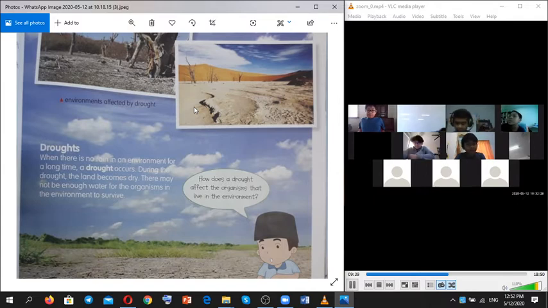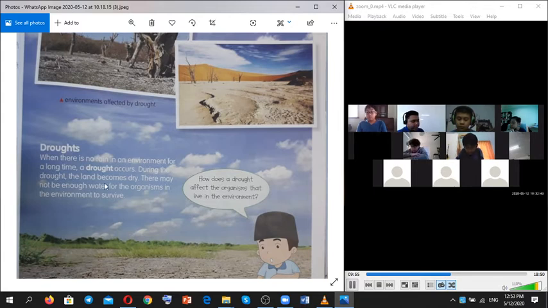Okay, let's continue. Let's go now to page 103. Come on, guys. I know you're sleepy. You're supposed to sleep a little bit earlier. Okay, now, Rizan, page 103.